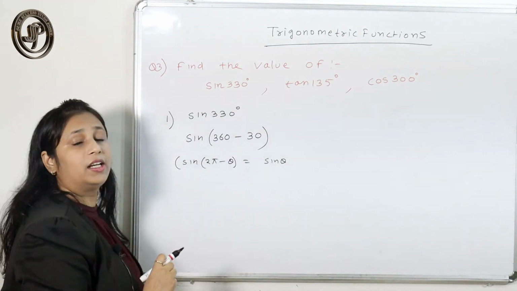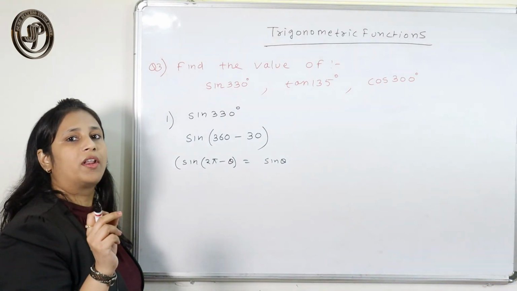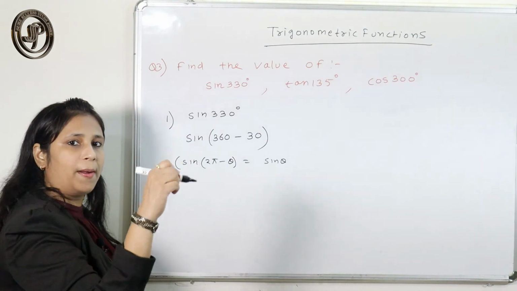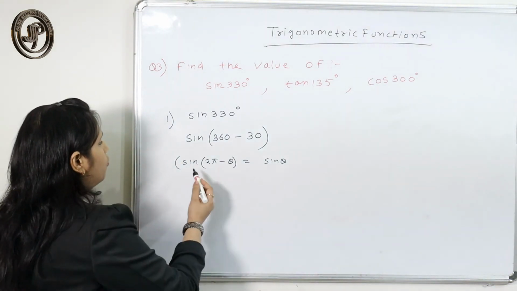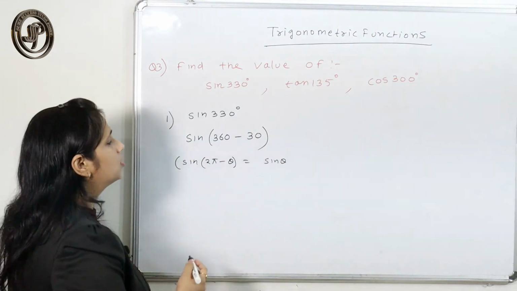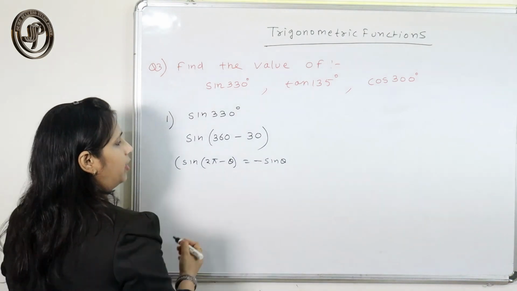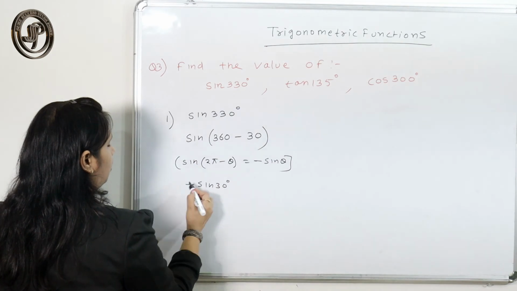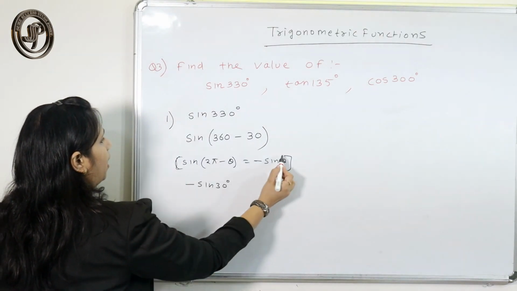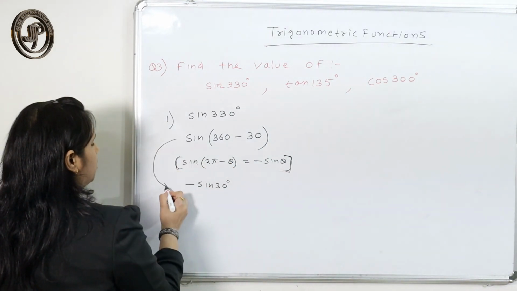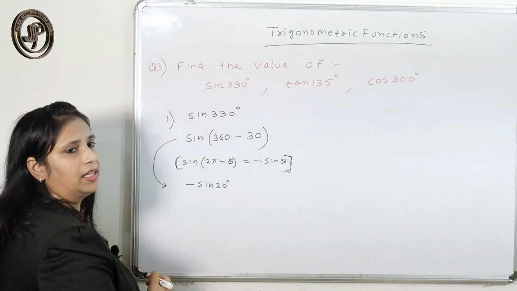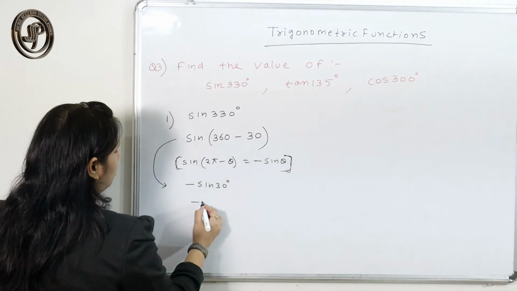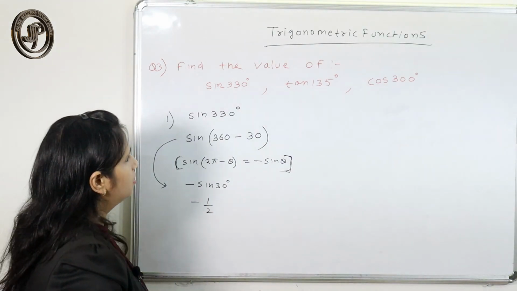2 pi minus theta meaning which quadrant? Fourth quadrant. 2 pi minus theta, fourth quadrant. In the fourth quadrant sine is negative. So here you can write minus sine theta. Okay, here is the formula I have used. So after this step it will be minus sine theta. Sine 2 pi minus theta is minus sine theta. Theta is 30. So minus 1 by 2 is the answer.